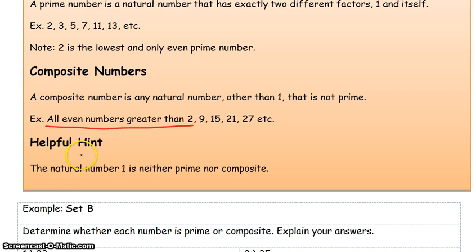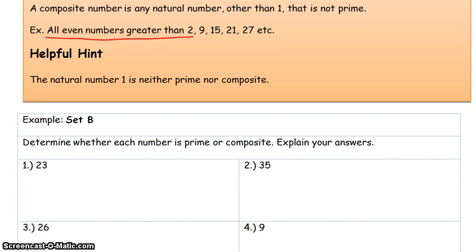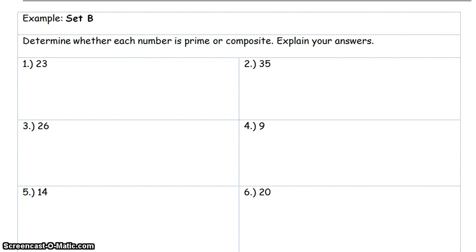Now, we have a helpful hint here. The natural number 1 is neither prime nor composite. So, we go down here to example set B. It says determine whether each number is prime or composite. Explain your answers. Okay, for problem number 1, 23. Now, is this prime or composite? Okay, we could look at the factors.